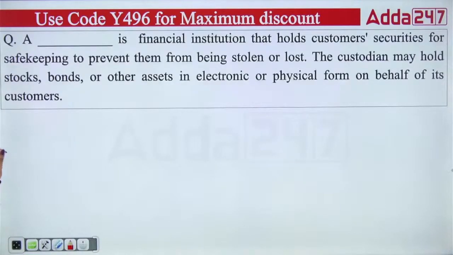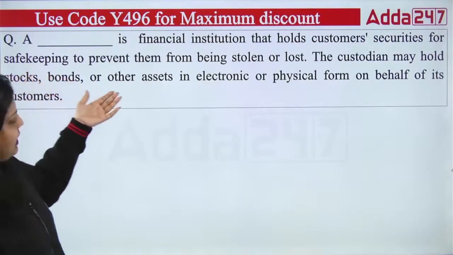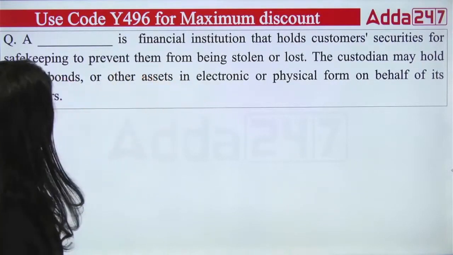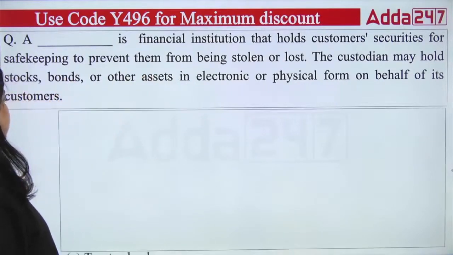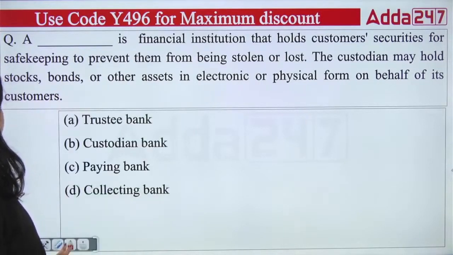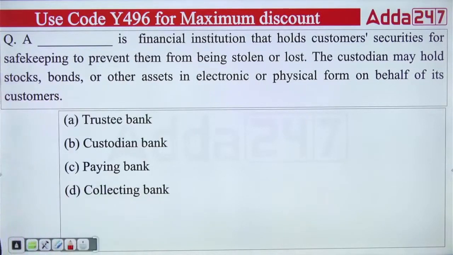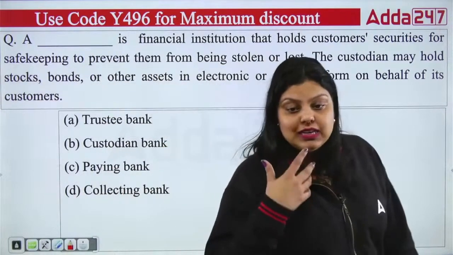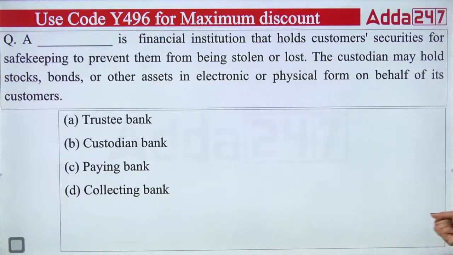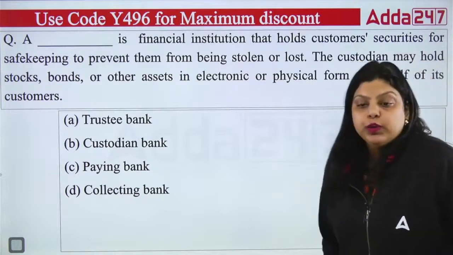Next question. A dash is a financial institution that holds customer securities for safekeeping to prevent them from being stolen or lost. Then the custodian may hold stocks, bonds or other assets in electronic and physical form on behalf of its customer. And these are the 4 options in front of you: trustee bank, custodian bank, paying bank and collecting bank. So which particular bank are we talking about? A financial institution that holds customer securities for safekeeping to prevent them from being stolen or lost. A, B, C or D. Which bank is it?